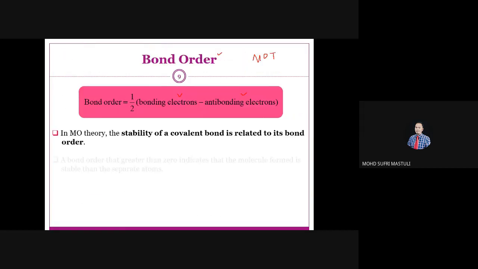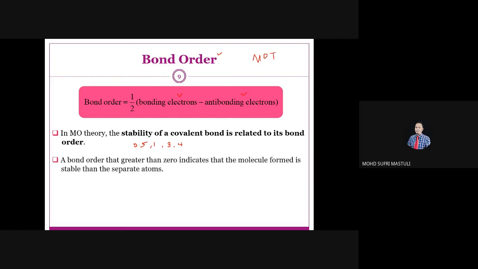Okay. Right. In molecular orbital theory, the stability of covalent bonding depends on the bond order. The higher the bond order, the more stable the molecule. The bond order is not necessarily an integer. It can be 0.5, any number, it can be 1 depending on the molecule, it can be 3 or it can be 4 whatsoever, as long as it is not 0. 0 is no bond, no order. The molecule does not exist.